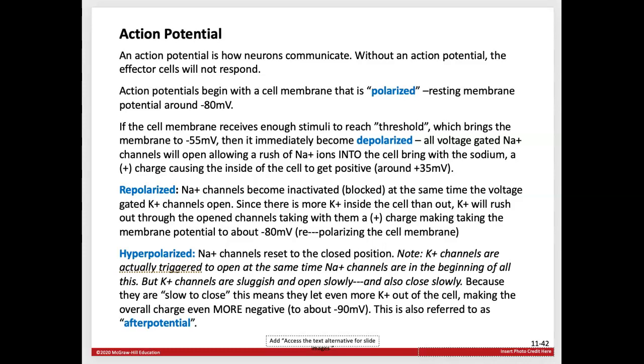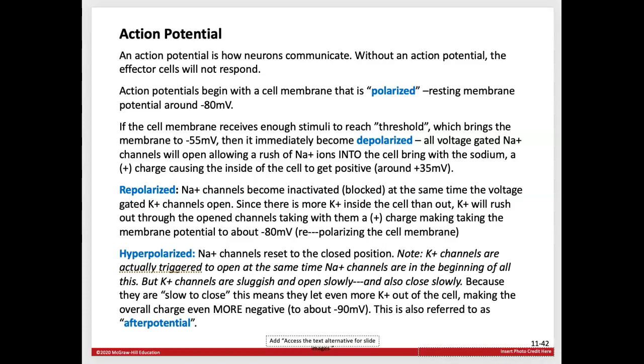Chapter 11, Part 8. So again, I don't like to read directly from the PowerPoint slide, but I'm going to do this here just to make sure that I don't miss anything. So, more on action potentials. Action potentials are how neurons communicate. Without an action potential, the effector cell will not respond.